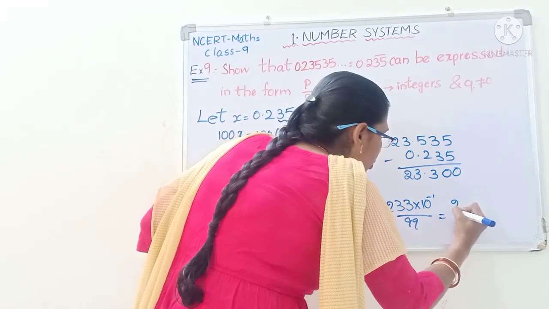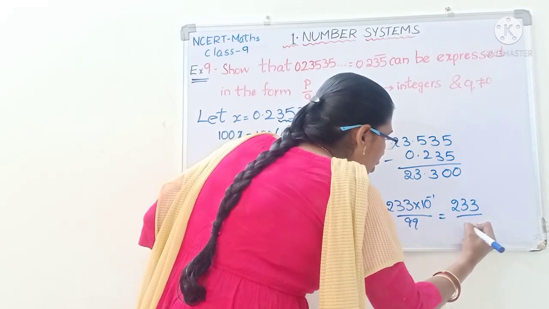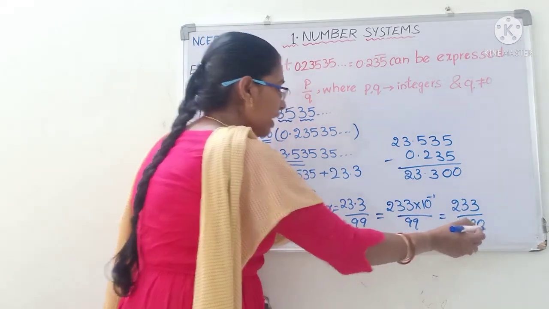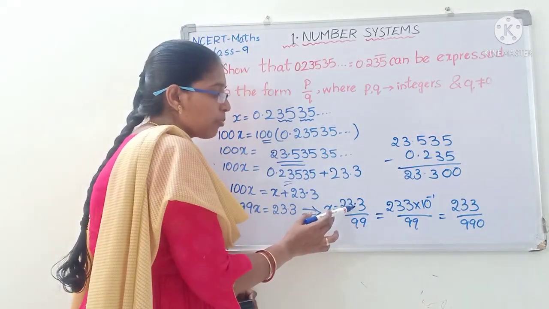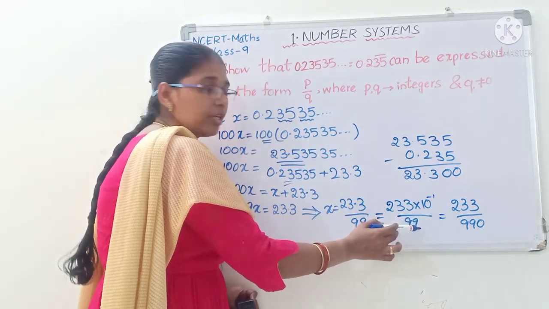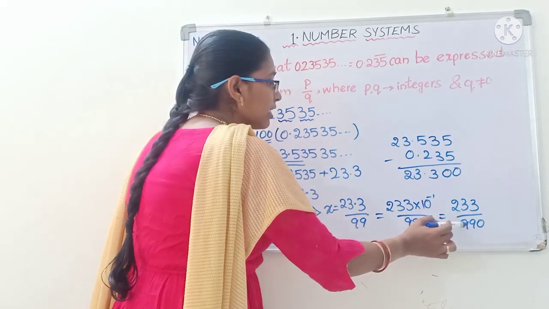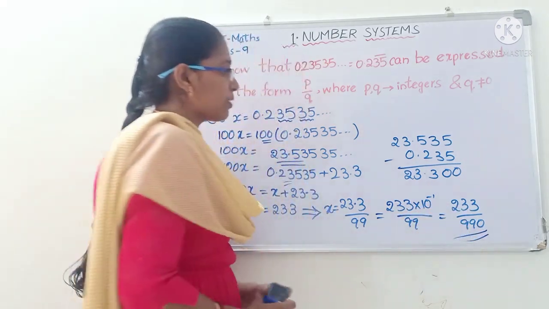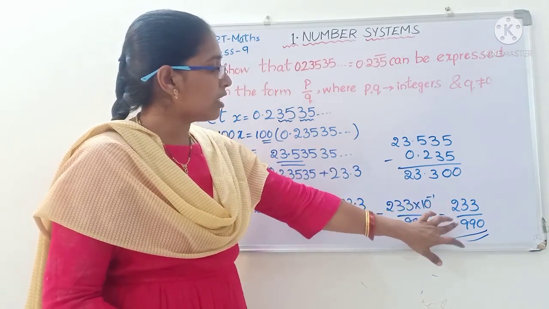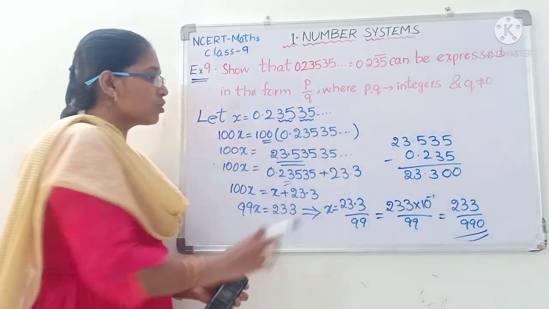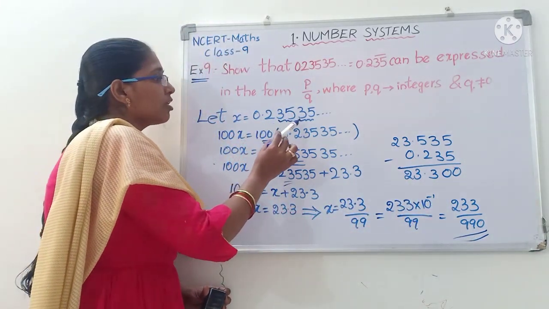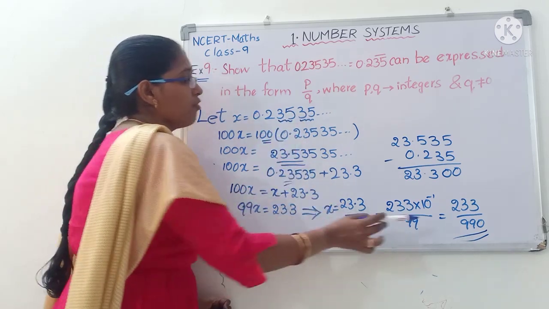10 power minus 1 goes down, it will become what? 10. So it will become 990. The answer is 233 by 990, or directly you can write decimal point into 10 power minus 1, it goes down, it will become 10 in the denominator. So it will become 233 by 990. So now it is expressed in the form of p by q, where p and q are integers. 233 and 990 both are integers here. So x is equal to 233 by 990. x is nothing but 0.23535. We are able to express this in the form of p by q.